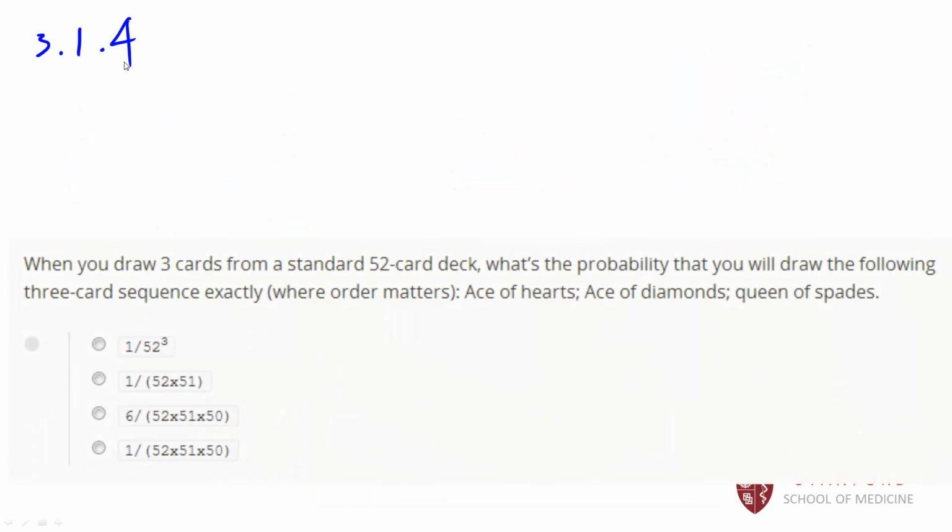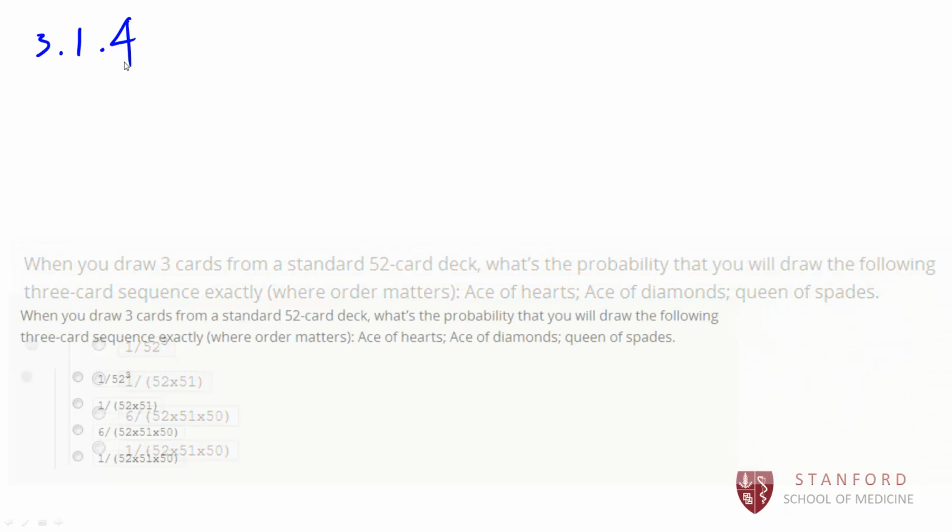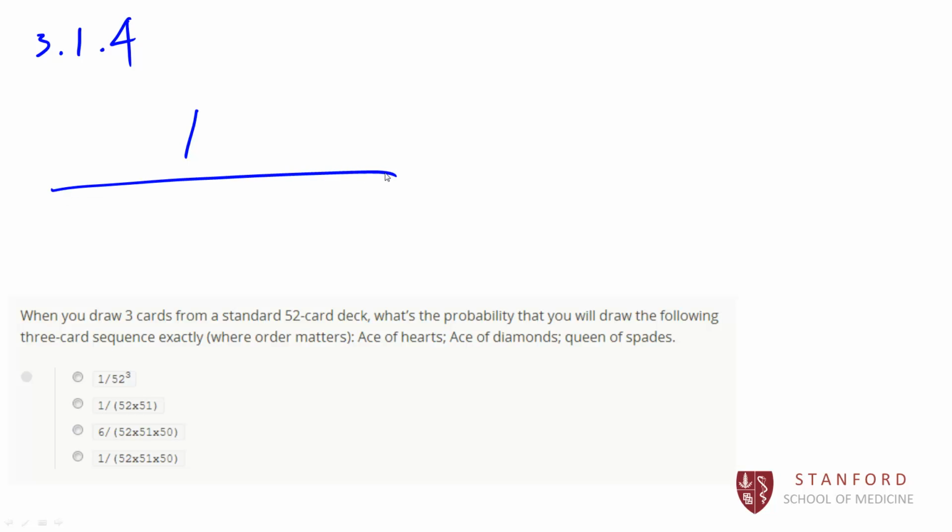So this question is asking us about the probability of drawing a 3-card sequence exactly. And this is from a standard 52-card deck. It actually doesn't matter what 3 cards they are for this question. What you have to realize is that there's only one way to get that particular 3-card sequence. And we have to calculate the number of total possible 3-card sequences. So because there's only one possibility, 1 goes in the numerator, and the total number of 3-card sequences, well, before you pull your first card, you have 52 cards available. Okay, so it's 1 out of 52 essentially.